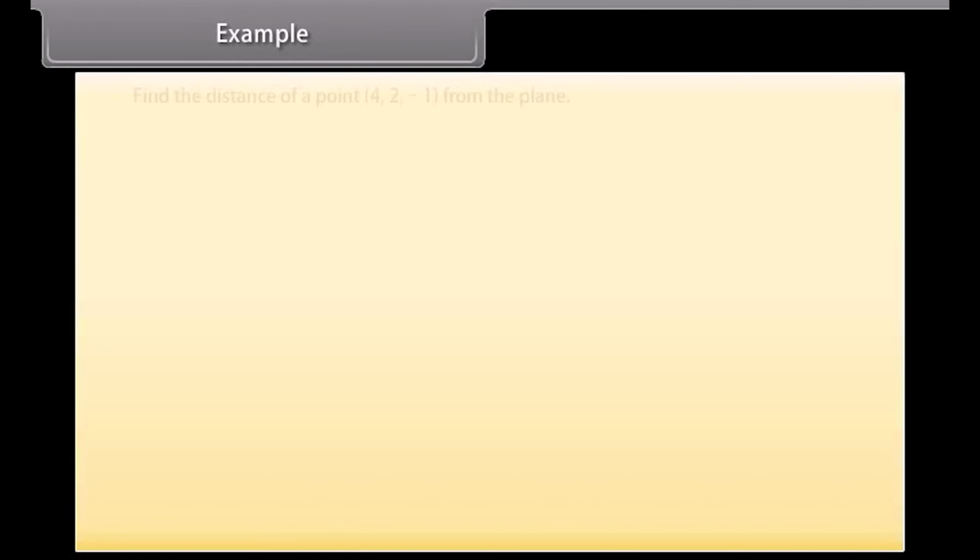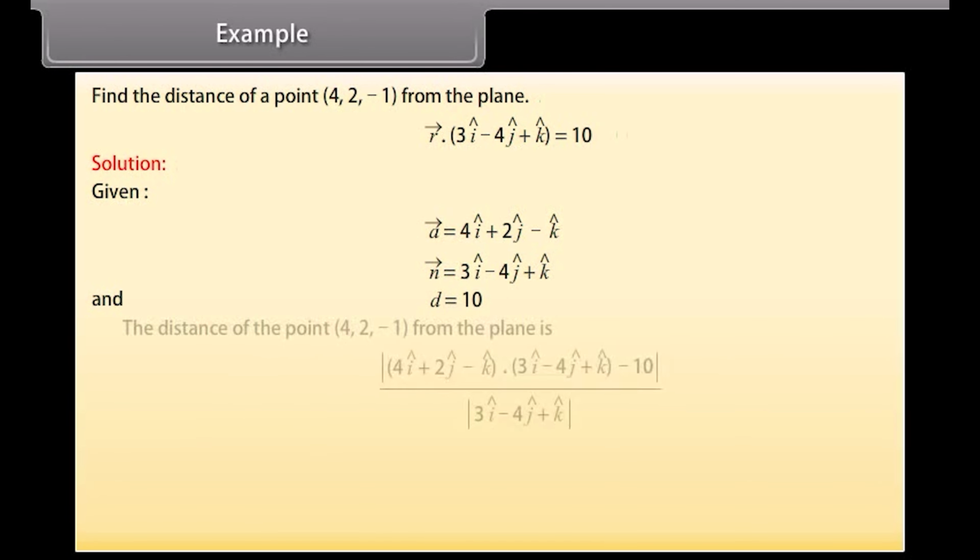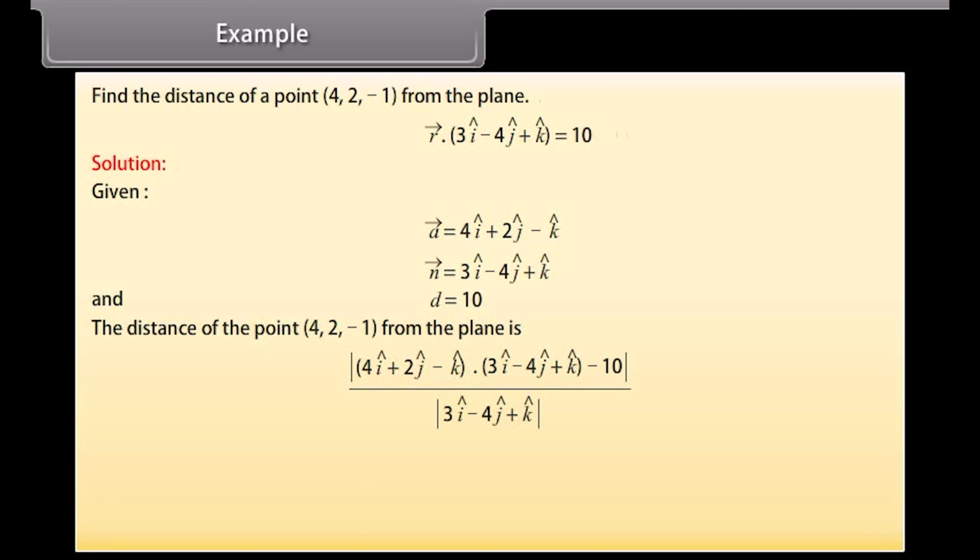Example. Find the distance of a point 4, 2, minus 1 from the plane. Solution. Given vector A equals 4 cap i plus 2 cap j minus cap k, vector n equals 3 cap i minus 4 cap j plus cap k, and d equals 10. The distance of the point 4, 2, minus 1 from the plane is equal to modulus of 12 minus 8 minus 1 minus 10 by modulus of square root of 9 plus 16 plus 1 equals 7 by square root of 26.